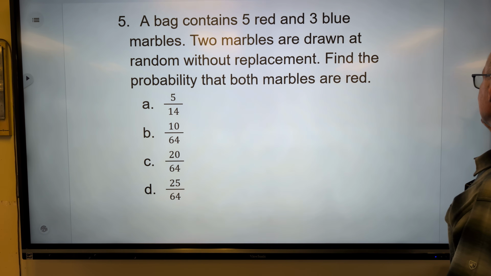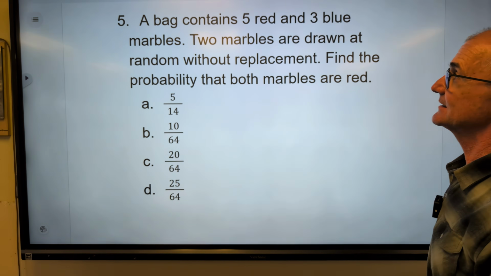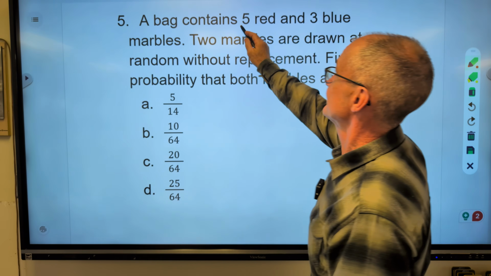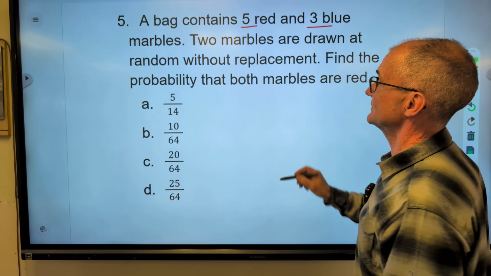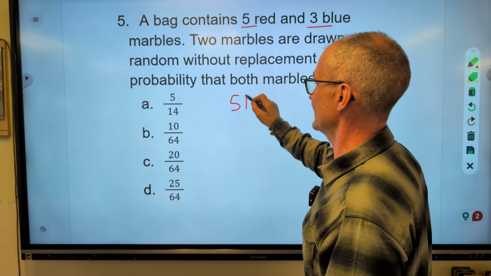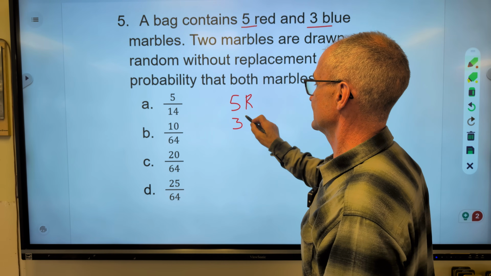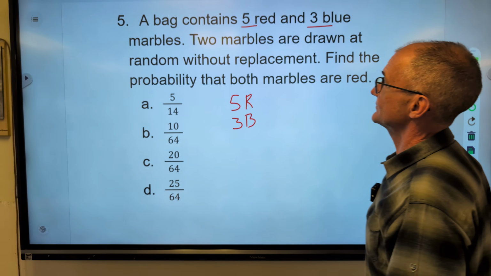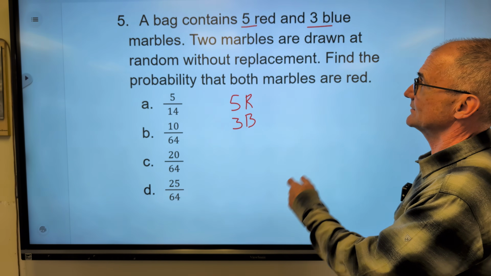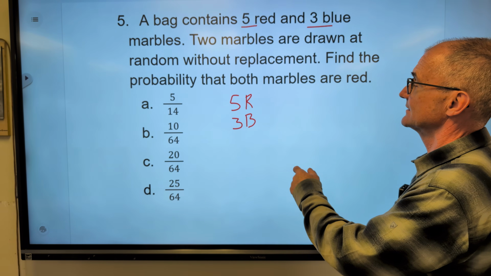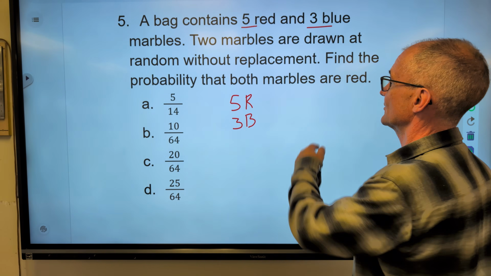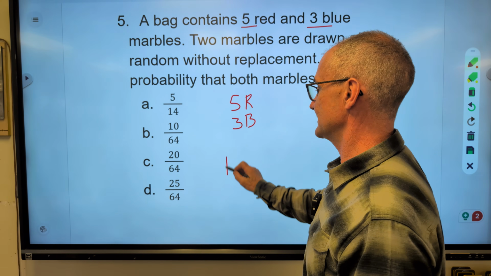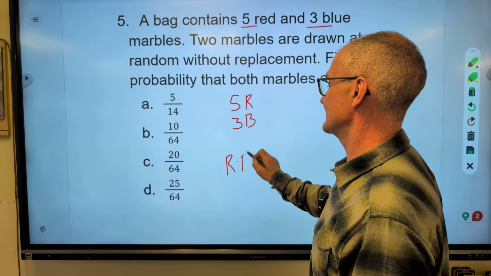Okay, number 5, pause the video, give it a try. A bag contains 5 red and 3 blue. So I have 5 red and 3 blue marbles. 2 marbles are drawn at random without replacement. That both marbles are red. So I want the probability of red and then red.